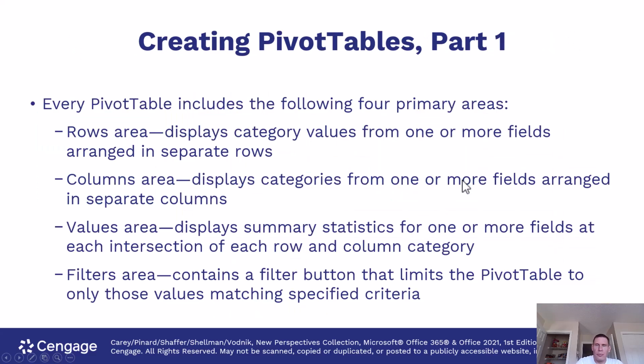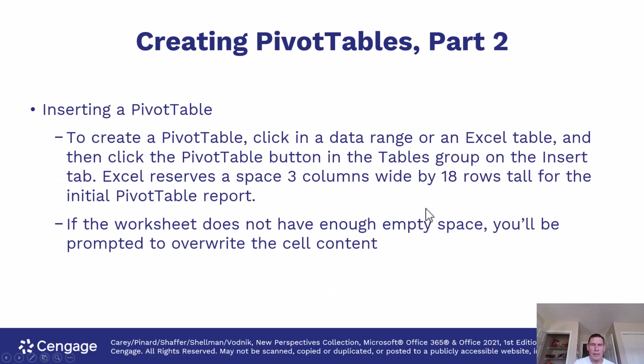Now every pivot table includes the following four primary areas. The rows area displays category values from one or more fields arranged in separate rows, and the columns area displays categories from one or more fields arranged in separate columns. The values area displays summary statistics for one or more fields at each intersection of each row and column category. And then the filters area, last but not least, contains a filter button that limits the pivot table to only those values matching specified criteria.